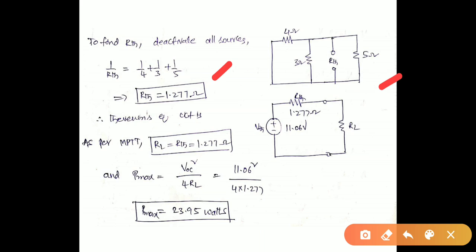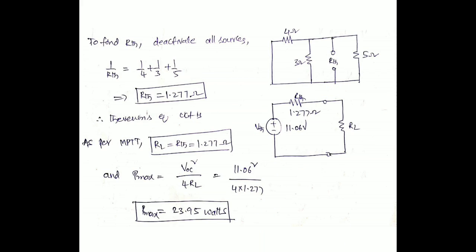After calculating VTH and RTH, the Thevenin equivalent circuit is formed here. From the maximum power transfer theorem, to transfer the maximum power from source to load, the RL value should be equal to RTH. Therefore RL value is calculated as 1.277 ohms, and the amount of maximum power is given as VOC square by 4 into RL. Therefore the maximum power is 23.95 watts.